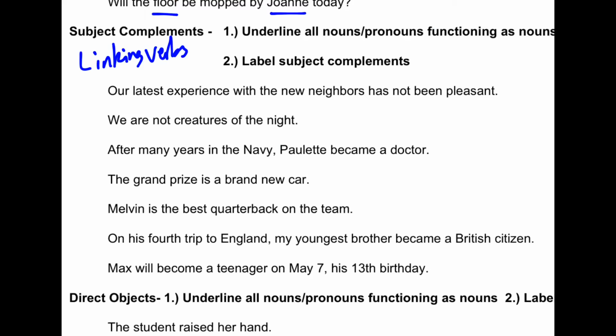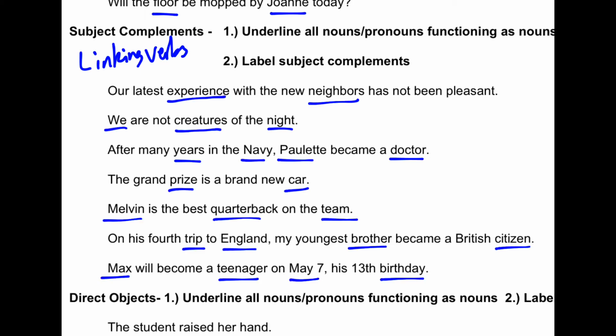The next section is about subject complements. So those might be nouns or pronouns or adjectives, but we know they all are connected with linking verbs to the subject and they describe the subject. So let's go ahead and underline all the nouns or pronouns in these sentences. So in each of these, we're trying to connect the subject to a description of that subject. And some of them, like pleasant, are subject complements, even though they're not nouns.